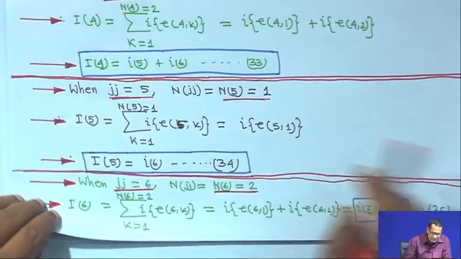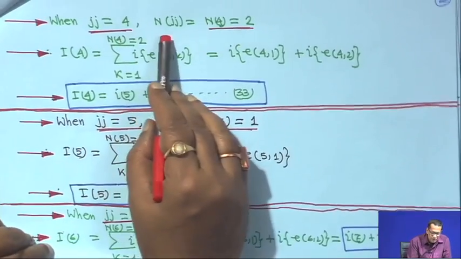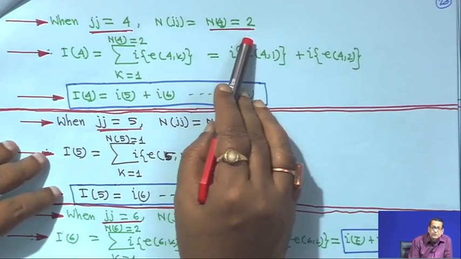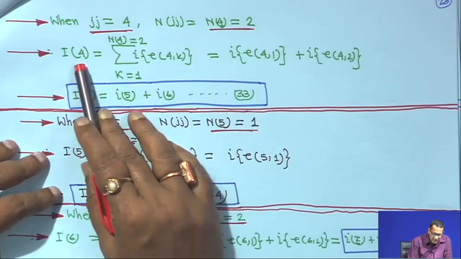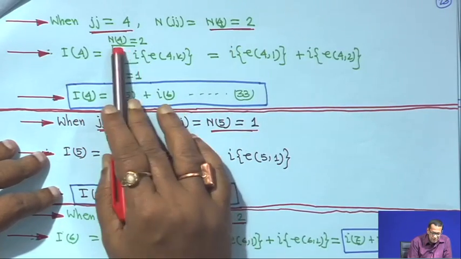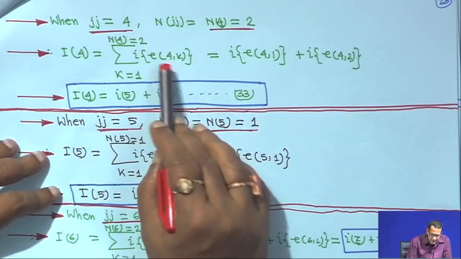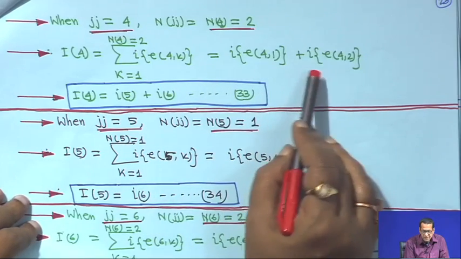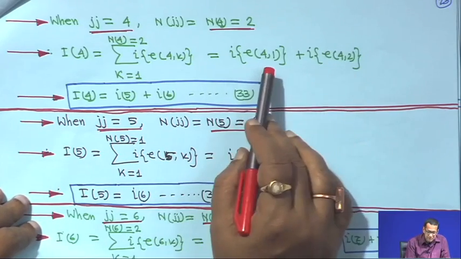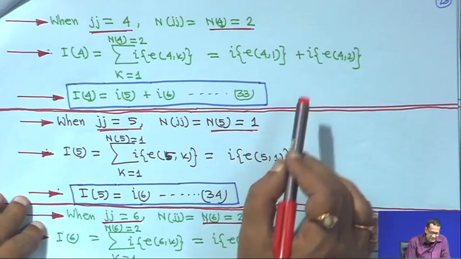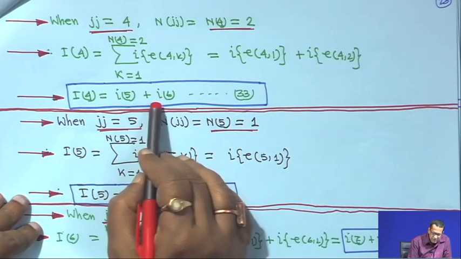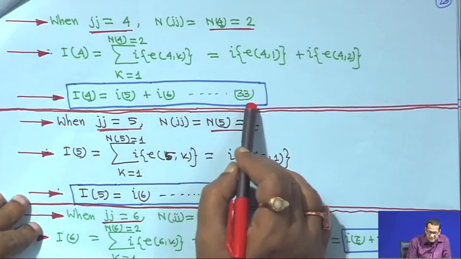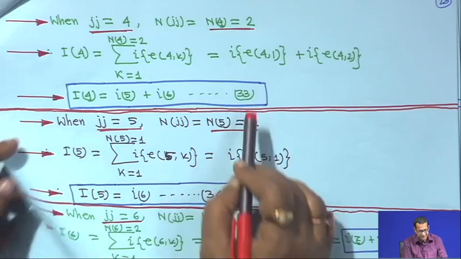Therefore, when Jj is equal to 4, then Njj is equal to N4 is equal to 2. Therefore, capital I4, sum over k is equal to 1 to N4, that is equal to I e4k, because Jj is equal to 4. So, it is I e41 plus I e42. Substitute the values of e41 and e42, these are all integer values. So, I4 is equal to I5 plus I6. This I have made equation 33.